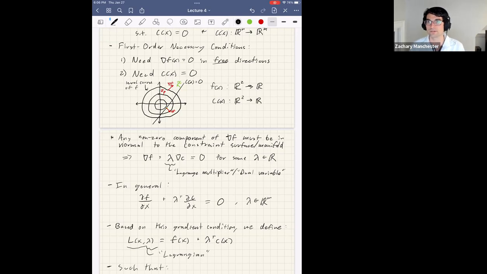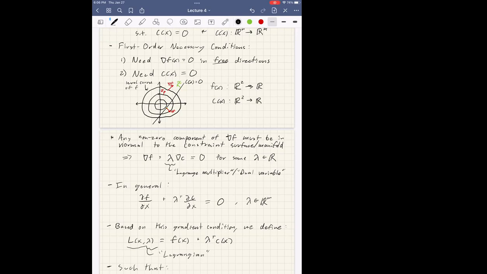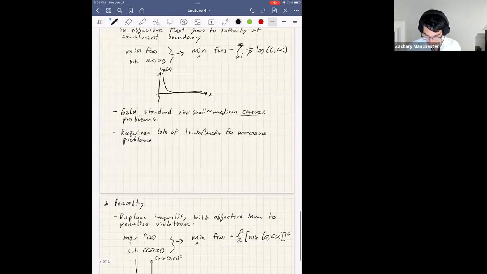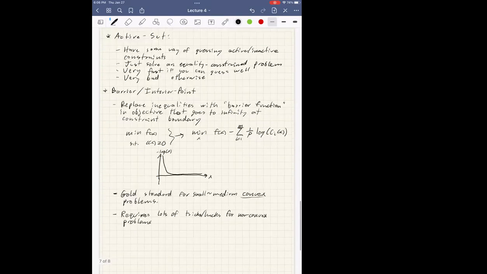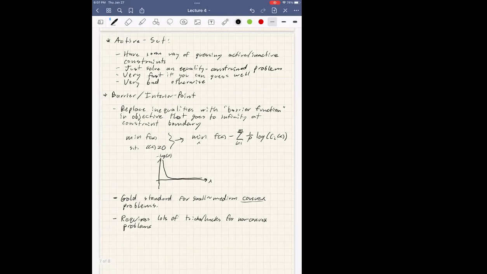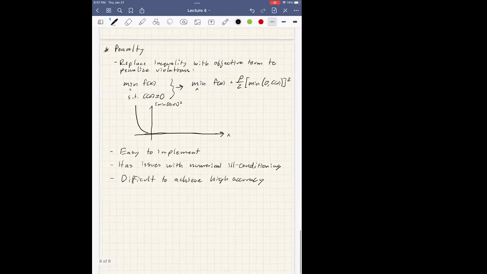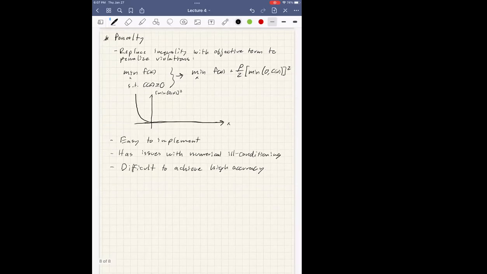Anybody else? I just got one more question. You mentioned the three methods of solving this inequality KKT. I wonder if it makes sense to use the second and third methods as an initialization for the guess for the first method. So we're talking about these? I wonder if it makes sense to use the barrier method or the penalty method as an initialization, and then we can guess what the active states are, and then use the active set method.